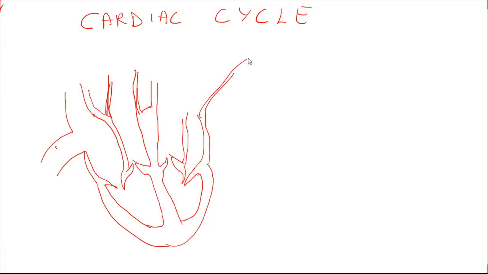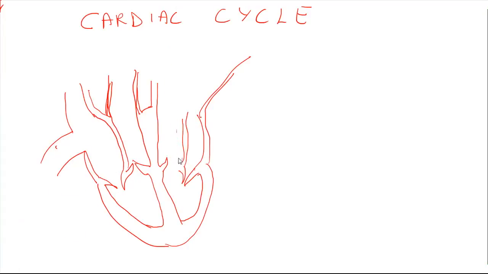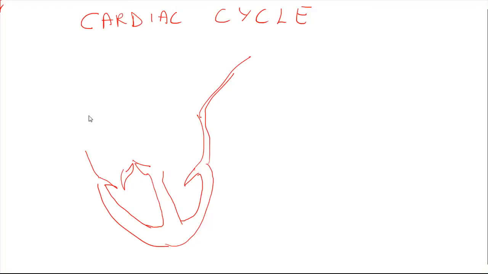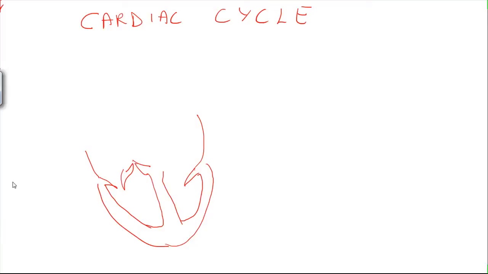The second would be when blood is being pumped from the atrium into the ventricle, and that we'll refer to as the atrial systole. The atria will simply contract and force blood into the ventricles. This drawing is not very good, so let's try that again. The next thing would be, so we've talked about two things so far.